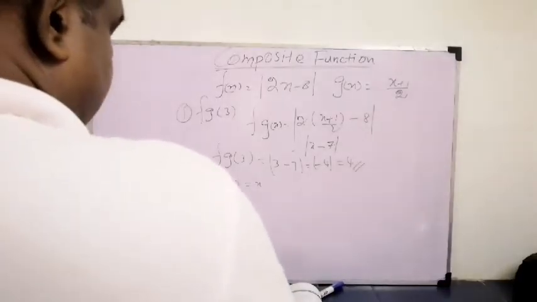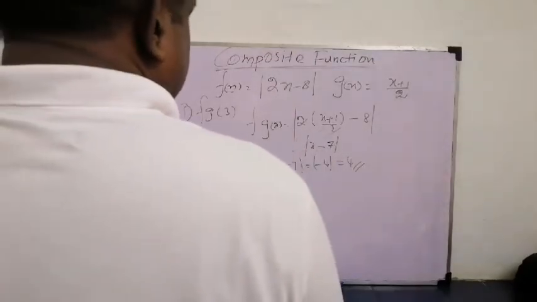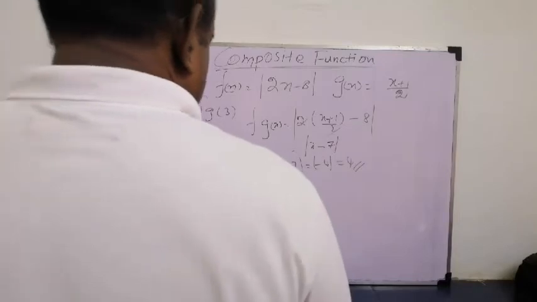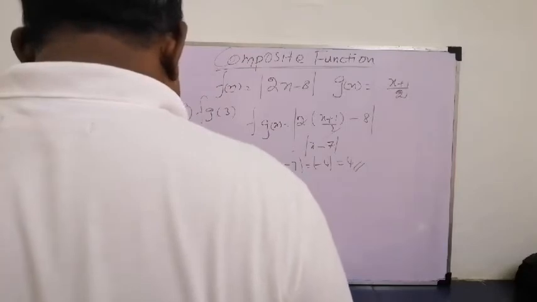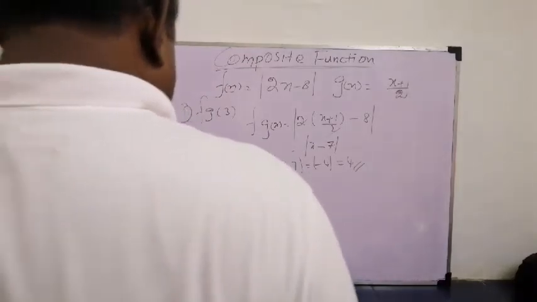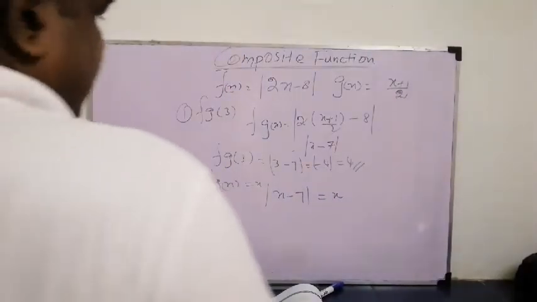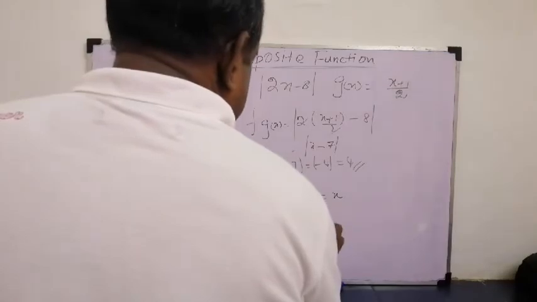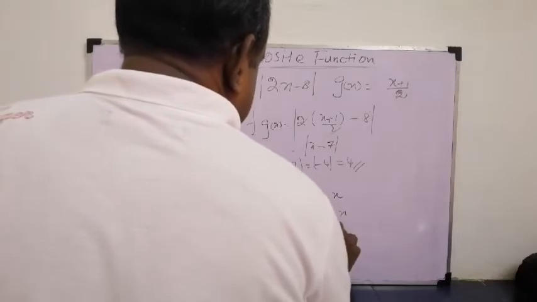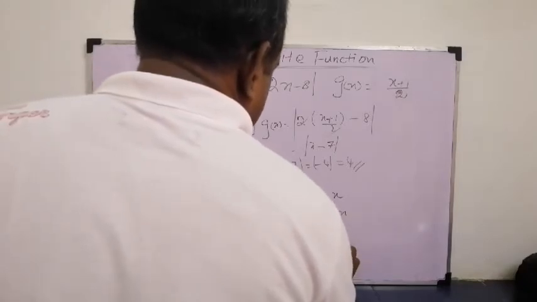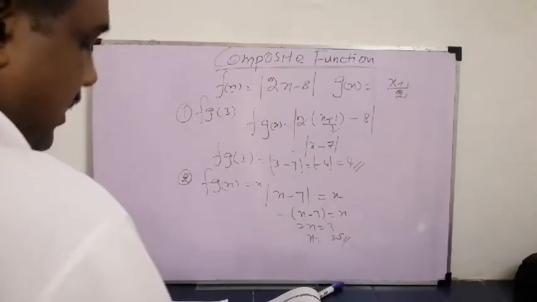So first I have to solve it. So f into g(x) is going to be mod x minus 7. So mod x minus 7 is going to be x. So when you want to solve it, then we know that minus into x minus 7 is going to be x. So 2x is going to be 7, x is going to be 3.5. So we can solve it.